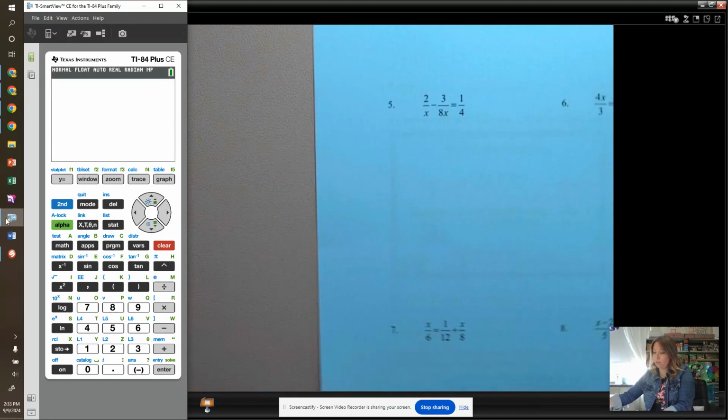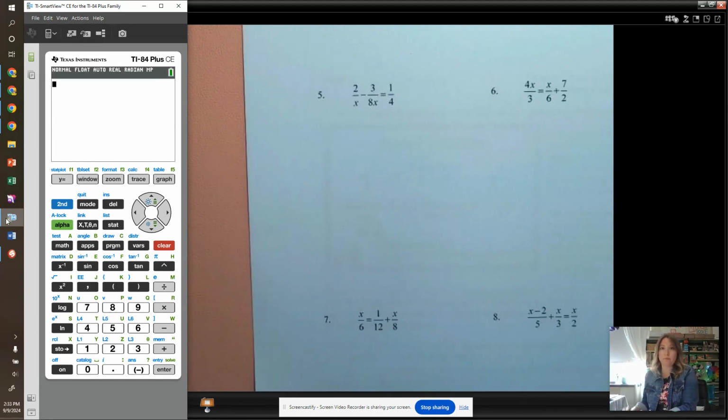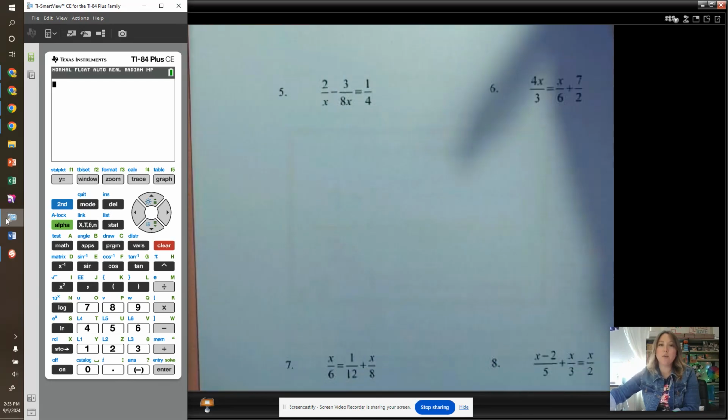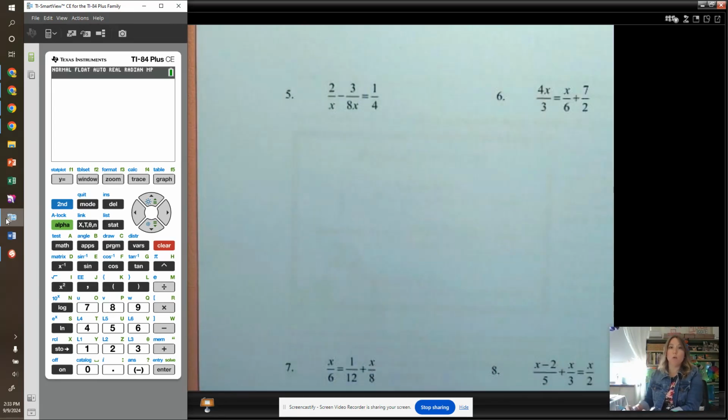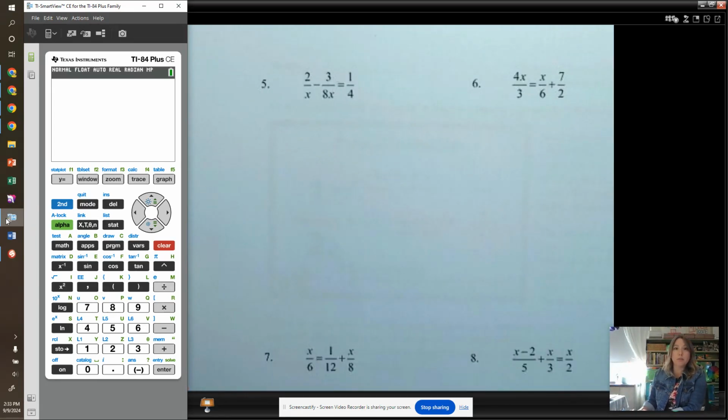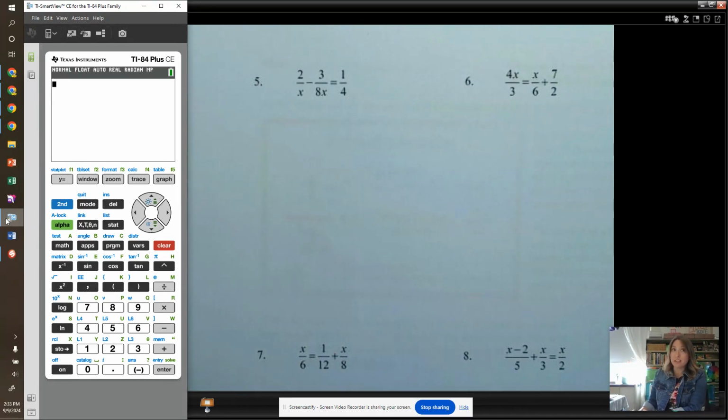Starting with number 5. Okay? So if we look at number 5, we say, oh, well, we've got an x in a denominator. We've got an 8x in a denominator. We've got a 4 in a denominator. So what did I say previously about having an x in a denominator? It then has to be part of the LCD as a multiplied piece. So now just think about the other two numbers involved, 8 and 4.